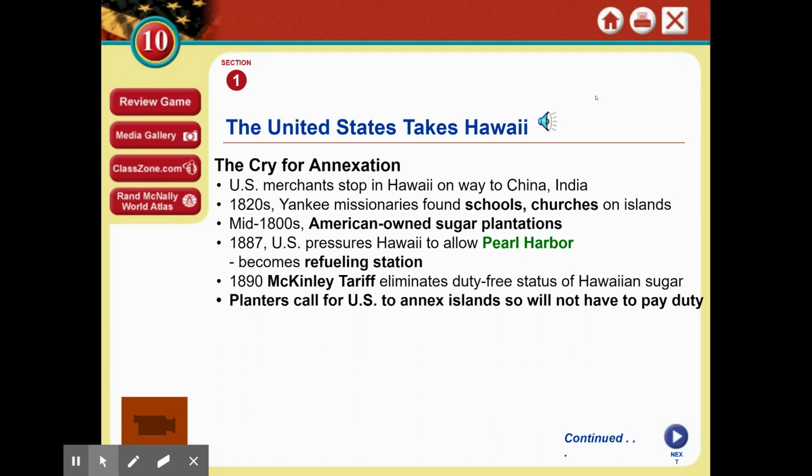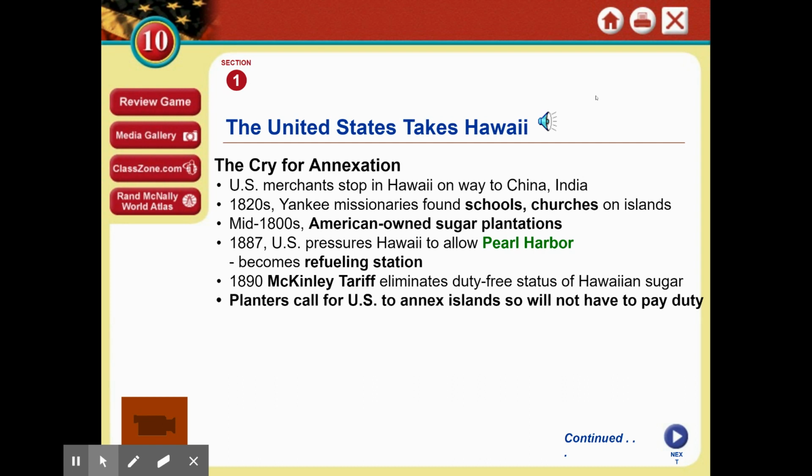The McKinley tariff of 1890 provoked an absolute crisis amongst the Hawaiian sugarcane plantation owners by eliminating the duty-free status of their Hawaiian sugar. As a result, the Hawaiian sugar growers faced competition in the American market. American planters in Hawaii called for the United States to just annex the islands so they wouldn't have to pay that duty. U.S. military and economic leaders already understood the value of the islands.